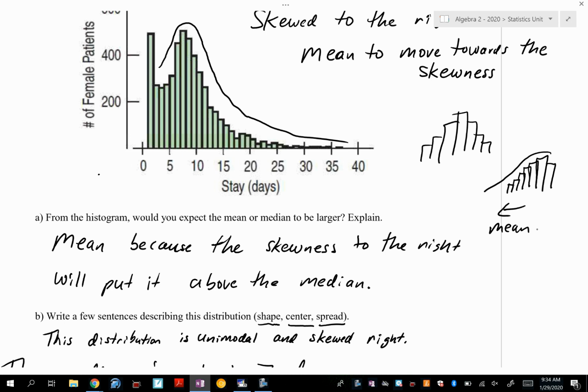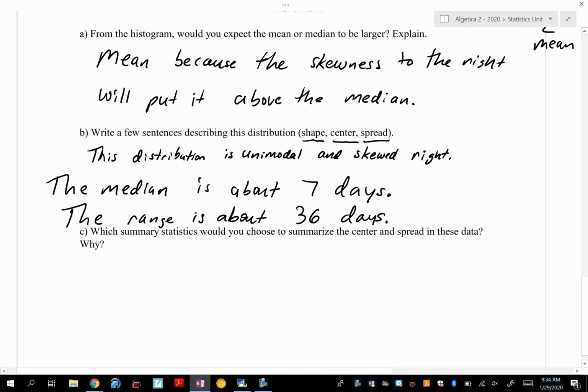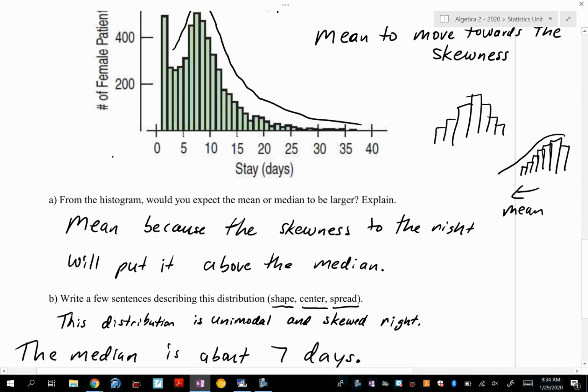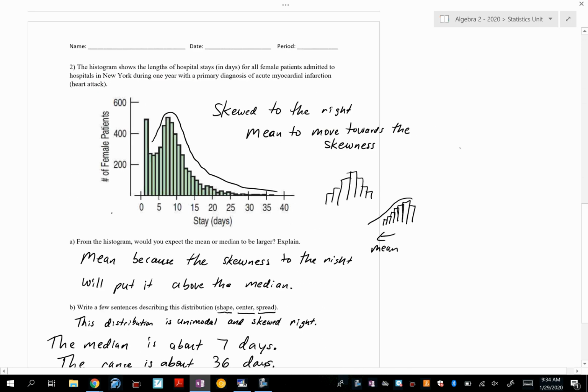All right, but no negatives. Okay. Yes. Oh, what are you saying? What is always the case? That the mean is pulled towards the skewness? Yes. No.